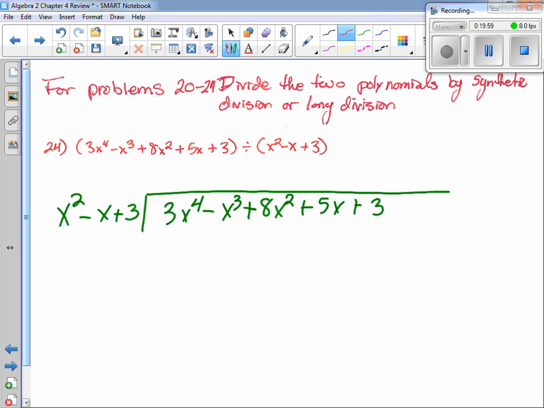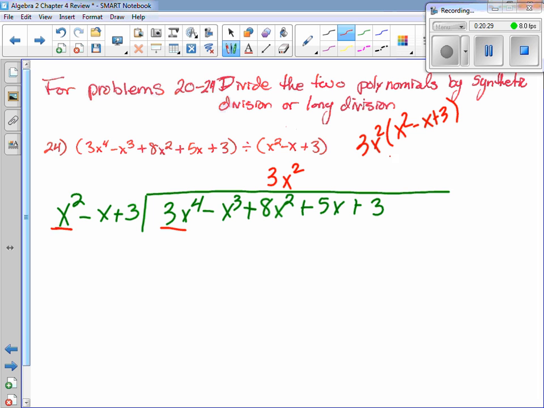And now when we get started with this here, I look at x squared, and I see what times x squared will give me 3x to the fourth. It would be 3x squared because, well, 3 times our x squared will give us a 3. X squared times x squared gives me x to the fourth. And now we would multiply these together. And I'll do this up here, but I'll have to erase. 3x squared times x squared minus x plus 3.